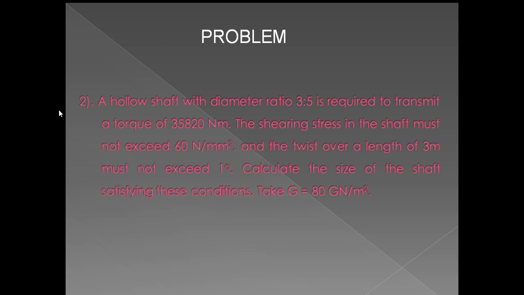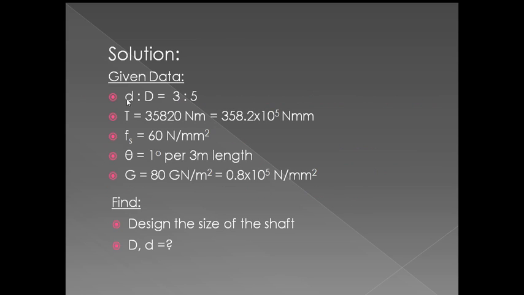So the second problem is: a hollow shaft with the diameter ratio 3:5 is required to transmit a torque of 35,820 Newton meter. The shearing stress in the shaft must not exceed 60 Newton per mm square, and the twist over a length of 3 meter must not exceed 1 degree. Calculate the size of the shaft satisfying these conditions. Take G equal to 80 giganewton per meter square. Small d by capital D equal to 3:5.